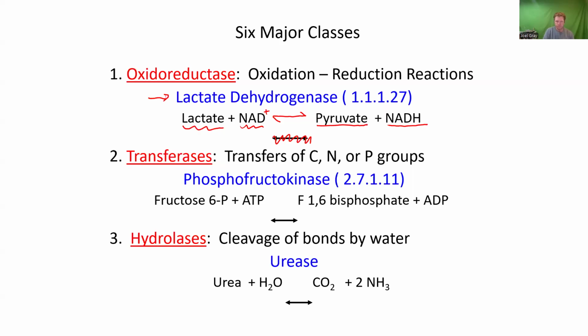So lactate dehydrogenase can be identified by this set of 4 numbers. So this first number 1 tells you that it is an oxidoreductase. The second number tells you something about the groups that it reacts with. The third number tells you something about the substrates that it acts upon. And then this fourth number tells you specifically that lactate dehydrogenase is an enzyme that uses lactate and NAD plus, or it does the reverse reaction.